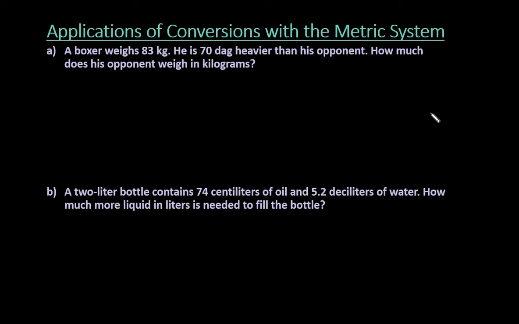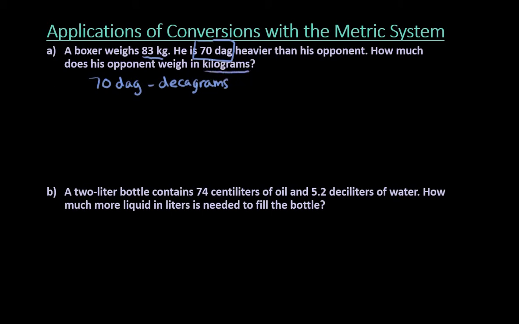Hi, for this video what I want to do is show you a couple of applications of dealing with conversions with the metric system. Alright, so the first one that I have is a boxer weighs 83 kilograms. He is 70 DAG heavier, so remember that 70 DAG means decagrams. Okay, so he's 70 decagrams heavier than his opponent. How much does his opponent weigh in kilograms?